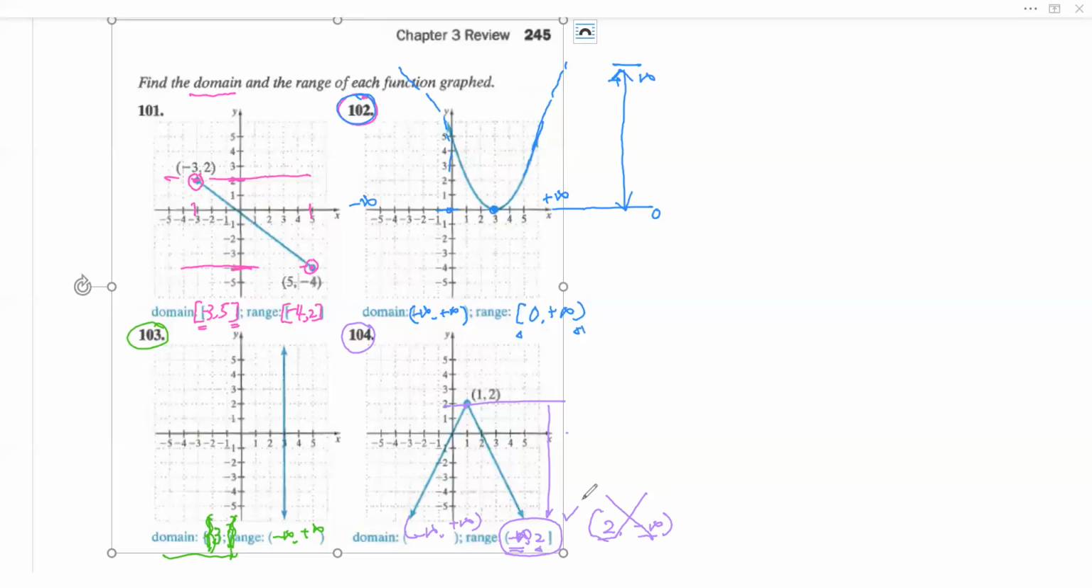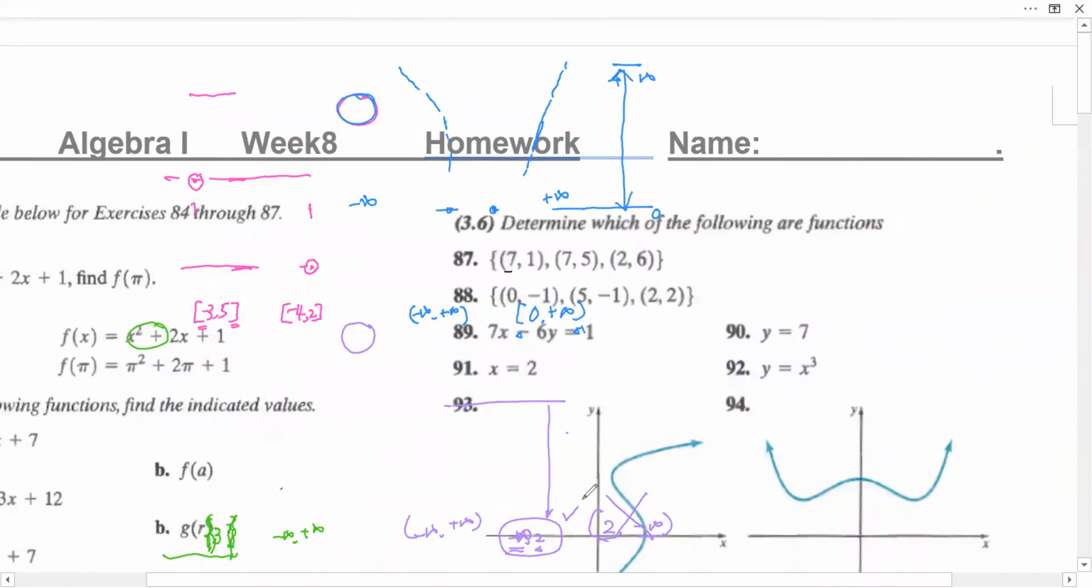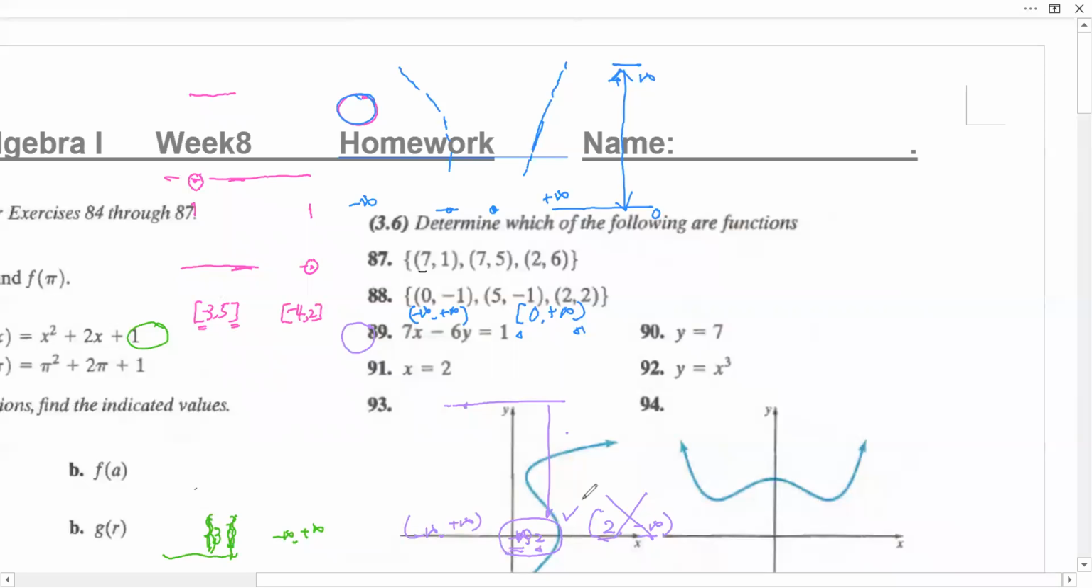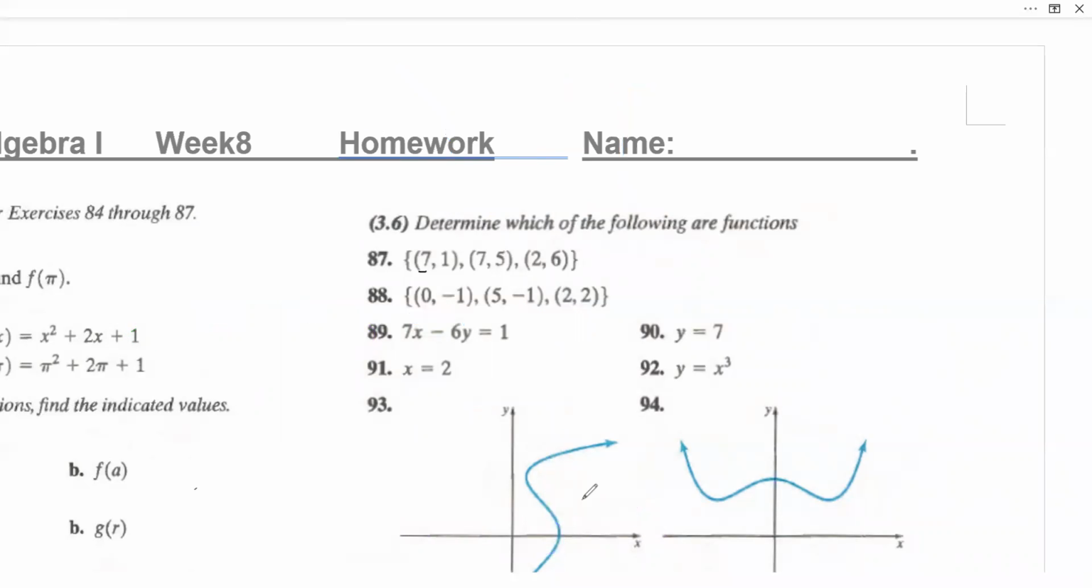Okay, let's move on to the right part here. Determine which of the following are functions. Just like we say, a function has only one input, only one output, only one y comes out. When you put in one x, one y comes out. Sometimes we call this a function. So let's see this one.